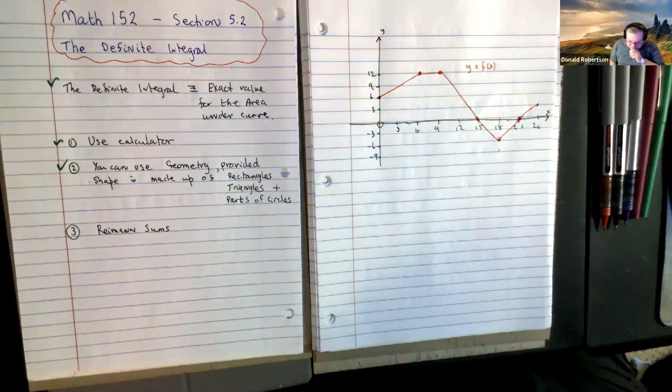Which means that we cannot use any of the really boring techniques, the trapezoid rule, Simpson's rule, those kinds of techniques, right? They do not give you exact values. They can give you very accurate estimates, but not exact values.